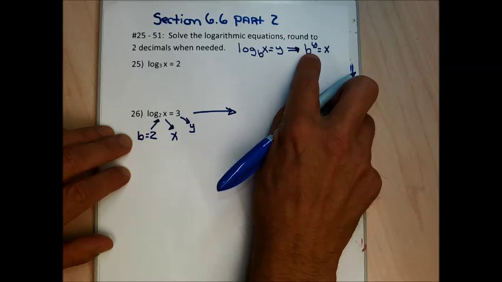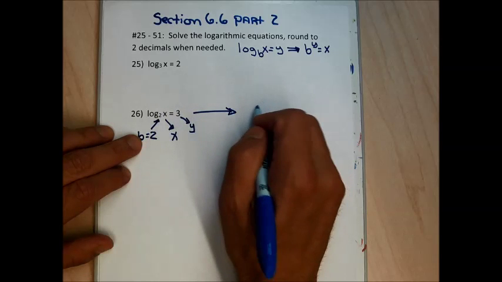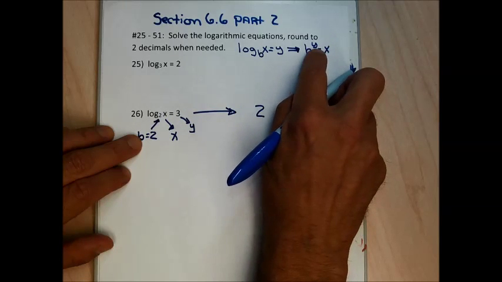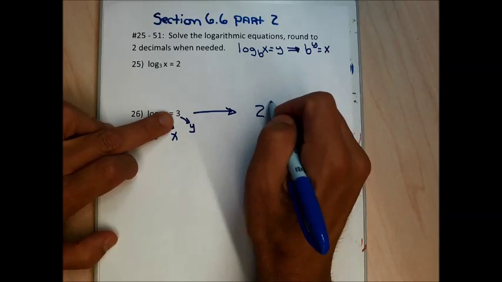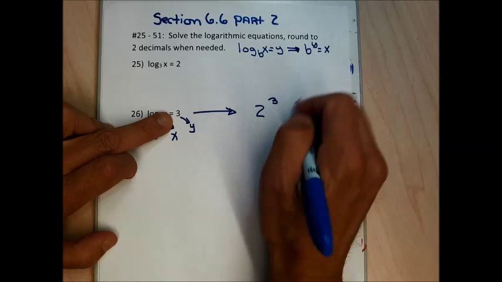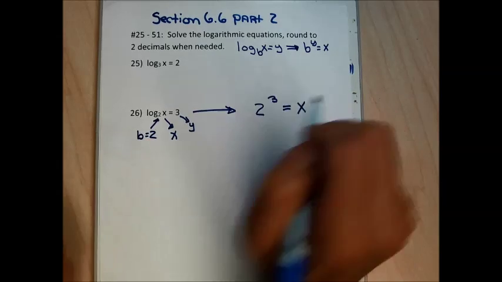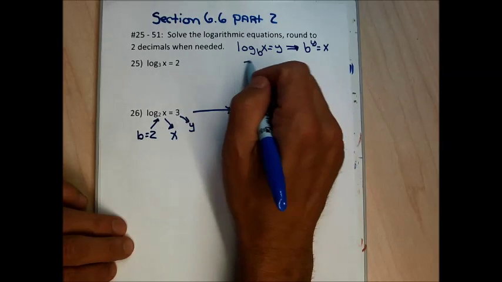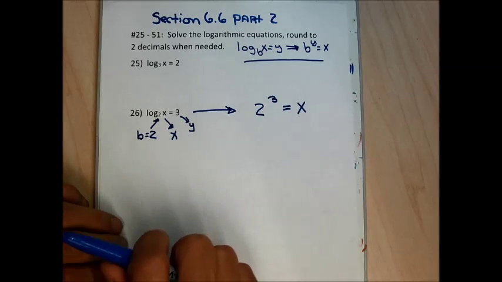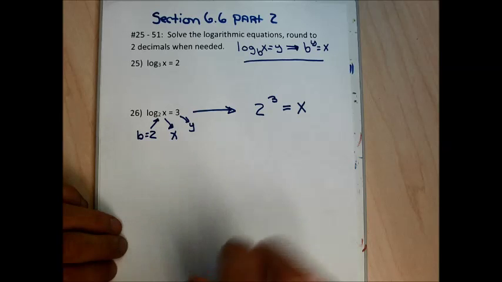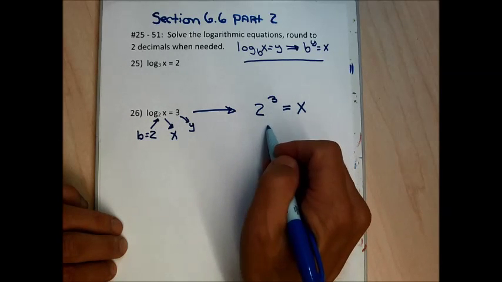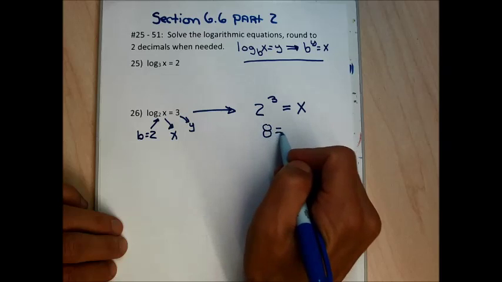The b is going to be the first thing on the left-hand side, which is the 2. The y is going to be the exponent, which is the 3. The equal sign is going to stay here. The x is going to go to the right of the equal sign. So I'm using this formula to rewrite the problem without a logarithm. And now it just gives me the answer because 2 cubed is 8. So I'm going to get 8 equals x.